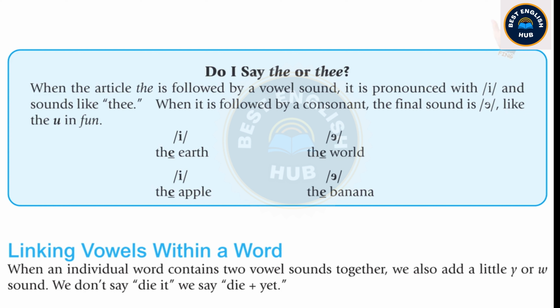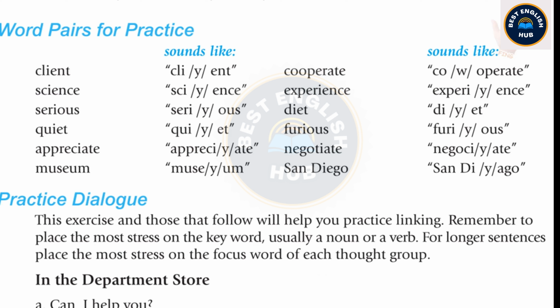Linking vowel to vowel within a word. When an individual word contains two vowel sounds, we also add a little y or w sound. We don't say diet, we say di-y-et. Words for practice. Client. Science. Serious. Quiet. Appreciate.